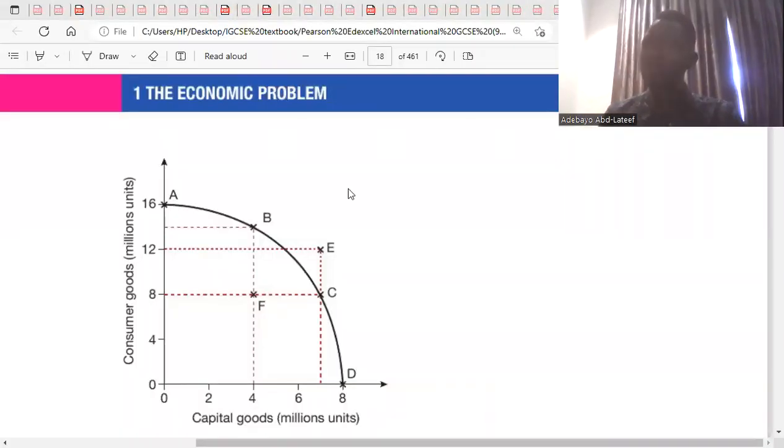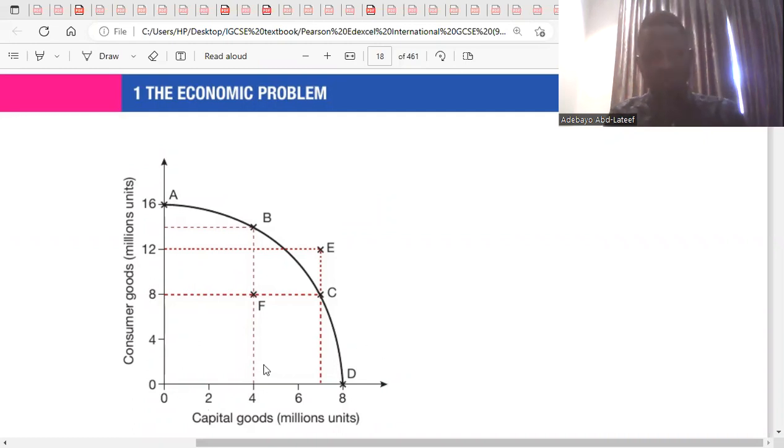We have our PPC graph. This is a PPC graph. So based on this graph, we said a PPC is a graph that shows the combination of two goods an economy can produce if all resources are fully utilized. That means all resources in such an economy are fully used or employed. That is what it means.